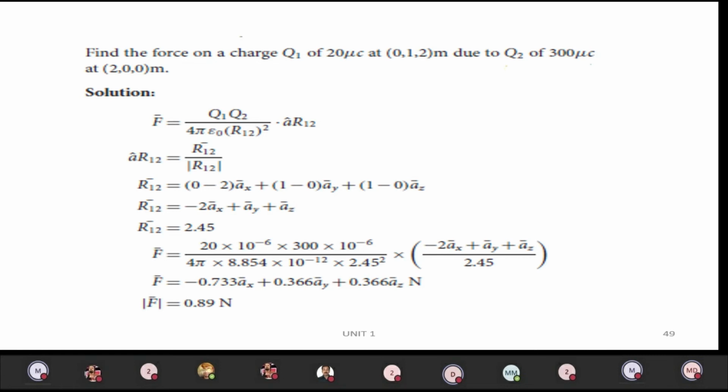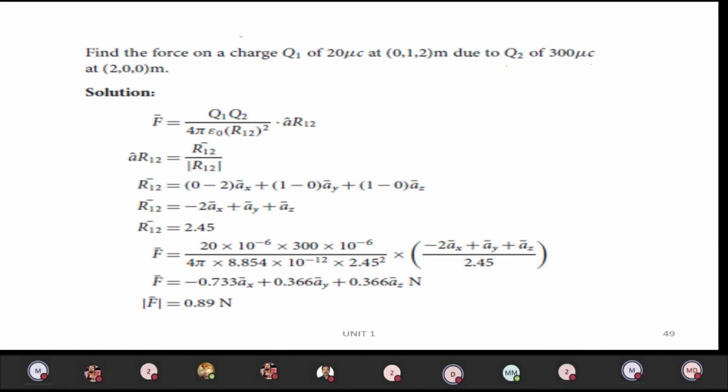The force formula you already know. 20 into 10 power minus 6, 300 into 10 power minus 6, those Q1 Q2 values you know. Then 4 pi into 8.854 into 10 power minus 12, r12 2.45 square. That's what you will have for the force there. So the force we get is 0.89. This is how we have to solve it.